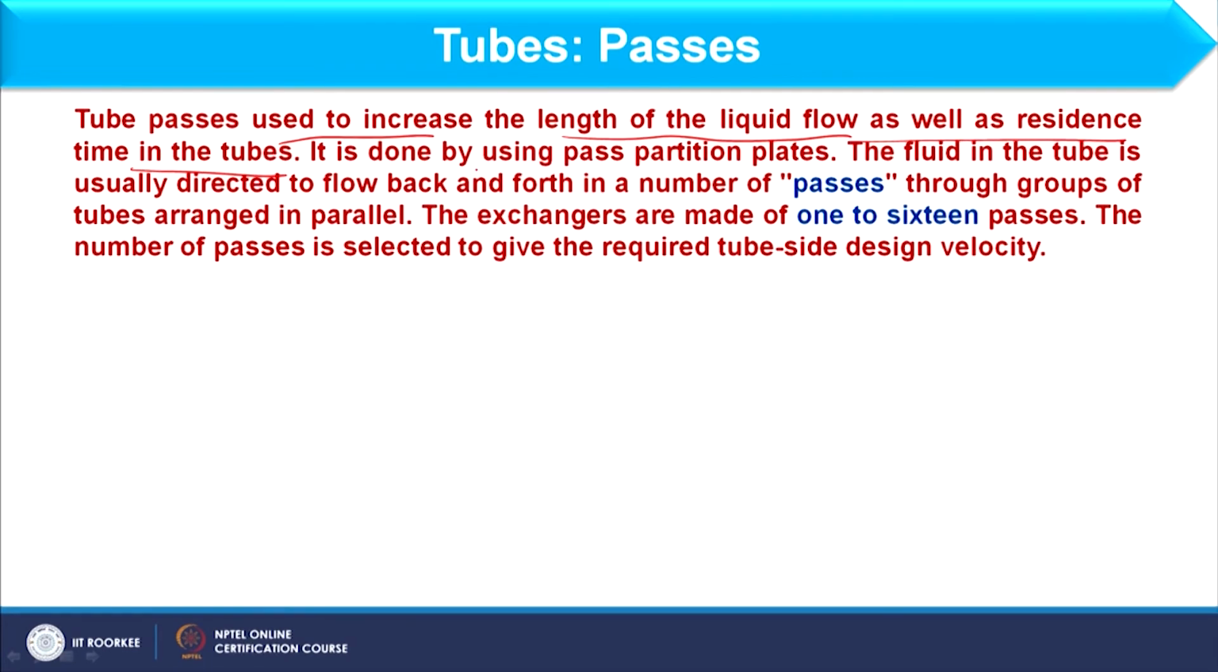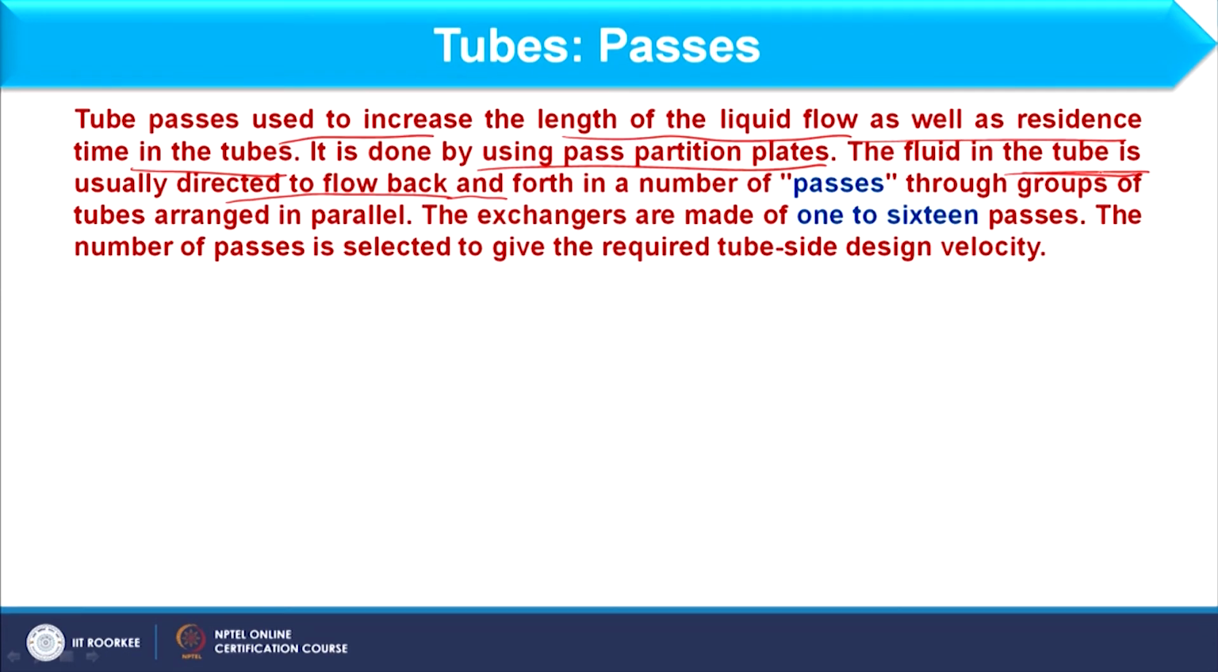Okay. It is done by putting a pass partition plate. Now what will happen? If you remember the types of shell and tube heat exchanger, in the fixed tube sheet heat exchanger, in the cover when the fluid is entering into the tube, there was a horizontal plate. That plate is basically called a partition plate, which divides the liquid on the tube side into an equal number of tubes, right, either 2, 4, 6 like that.